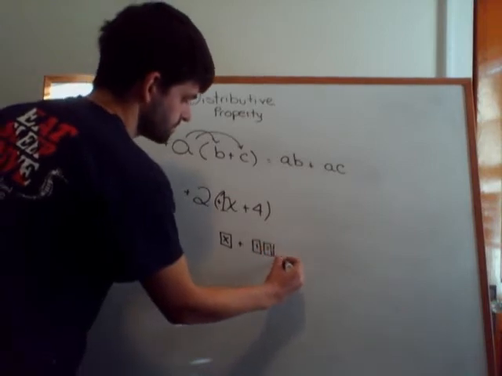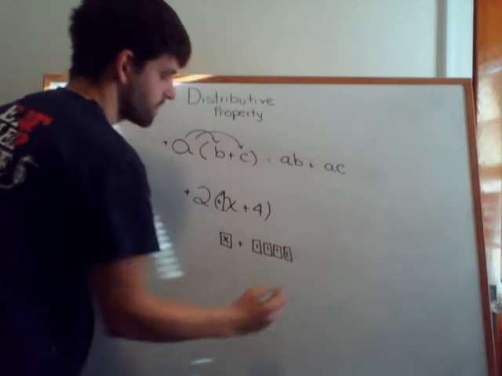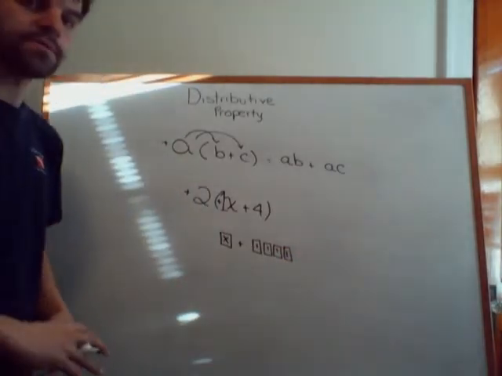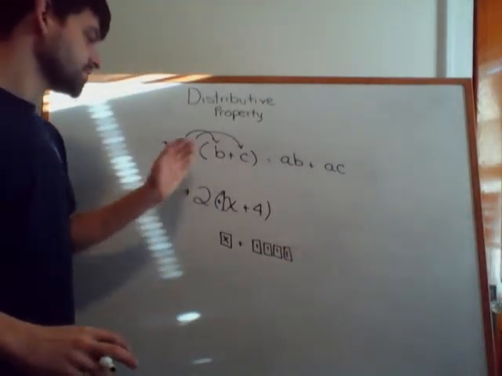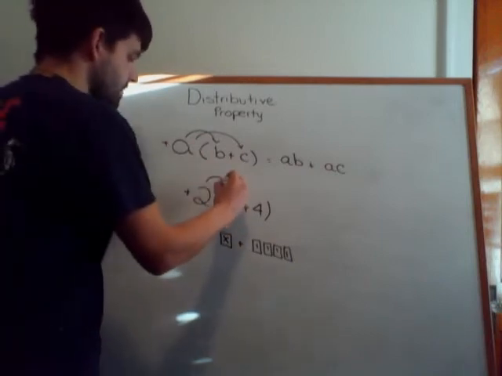Now that we're going to be using the distributive property, which means that we're going to be taking 2 and multiplying each of the individual terms by such. Now, think about it this way.